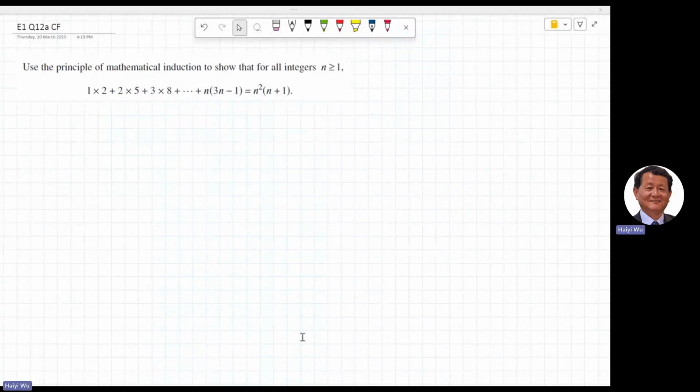Oh, hello. Welcome back. So today we're going to show you how to use mathematical induction to prove this equation.